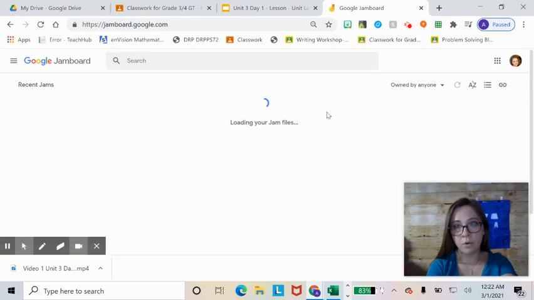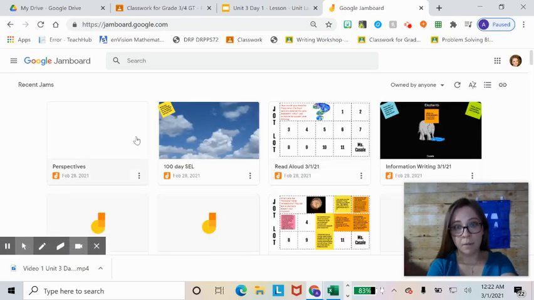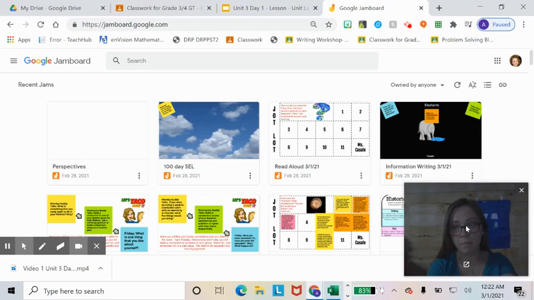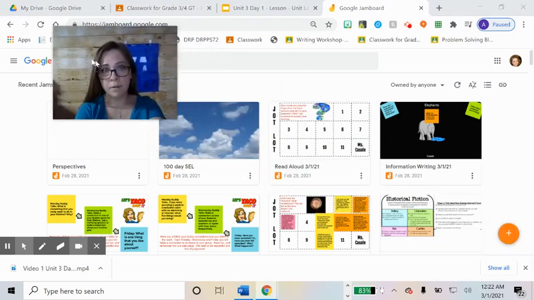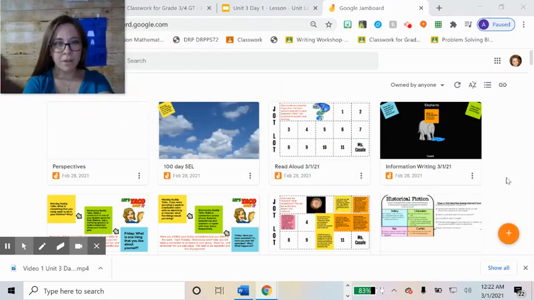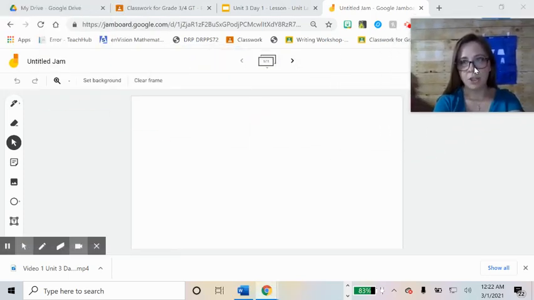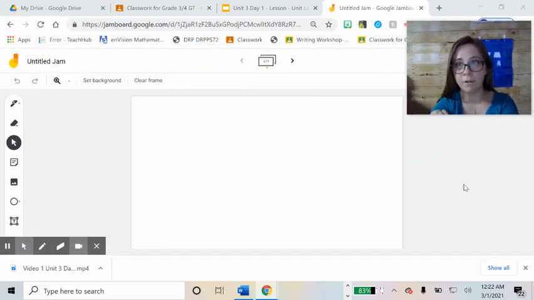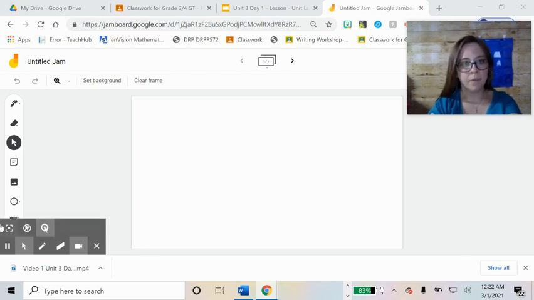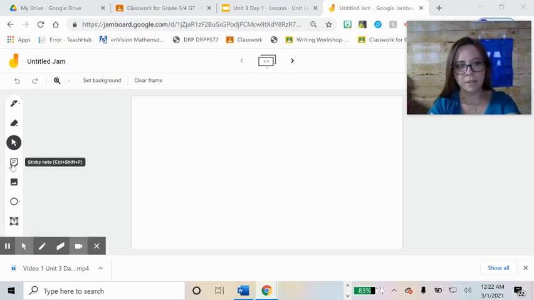Jamboard's a great thing to use both remotely and in person, working with a hybrid model, because you can get students set up to collaborate even when they're not together. So I'm going to click this plus to create a new jam. And now I have my Jamboard for students to work collaboratively, even though they're not together. I'm just going to gauge their understanding to see what my students know about the word perception, because that was the big target for my students to move forward throughout this unit.